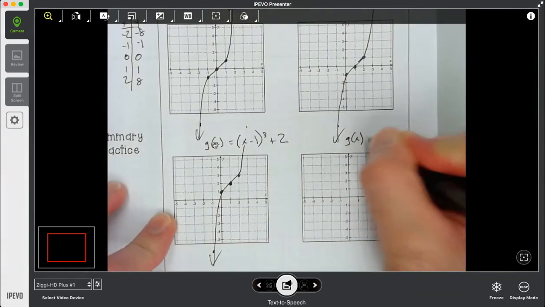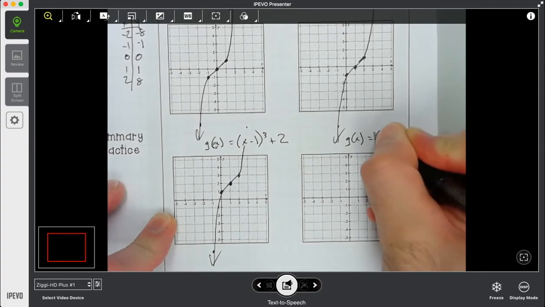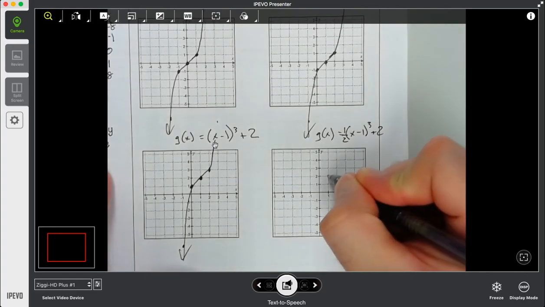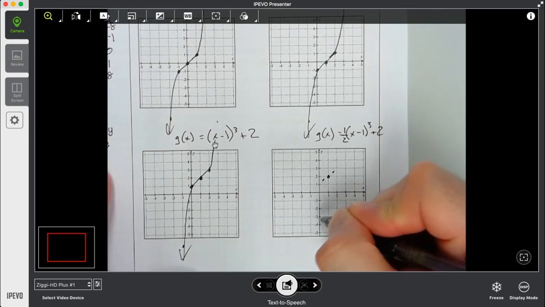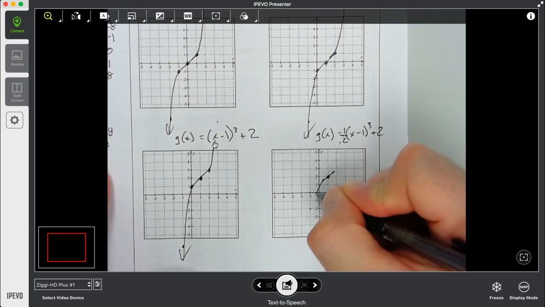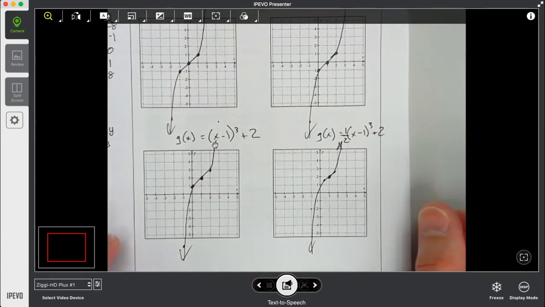And lastly, I'm going to compress it so I can get more of this on the page. We'll take 1/2. I've moved the vertex, and then I'm compressing it by 1/2, so it will look something like this. So there is just kind of a summary of how any graph can move.